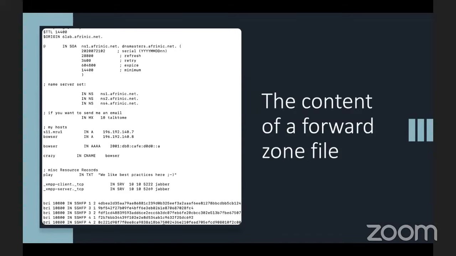There's a good question there about the BRI record. Remember that what you have at the left is a name, and what you have at the right is the answer. So in that case, the name is BRI, let me write it, it will be BRI.sixlab.afrinic.net, but the resource record here is SSHFP.